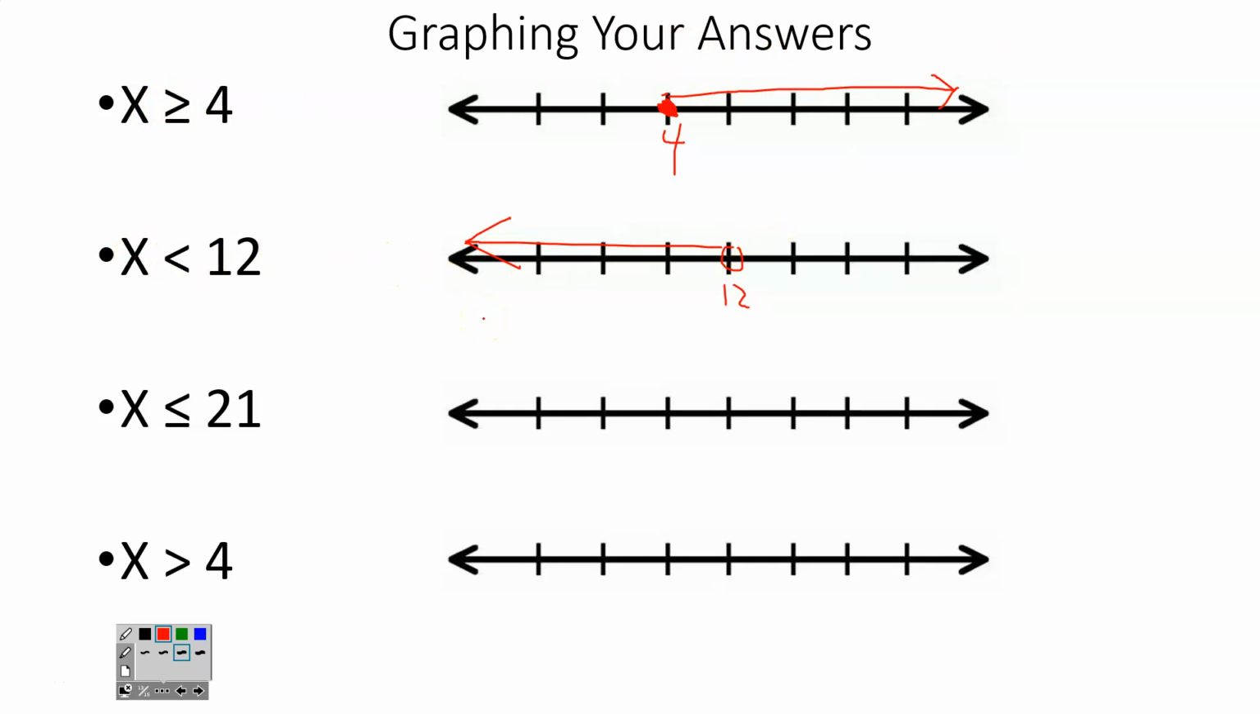Be careful with that. You'll learn later in the unit that's not always true, but for right now, that's probably a good indicator. x is less than or equal to 21. Well, it's equal to, so I'm going to use a closed circle, 21, and I'm going to go in this direction. And the last one, x is greater than 4. That's going to be an open circle, and it's going to go in this direction.